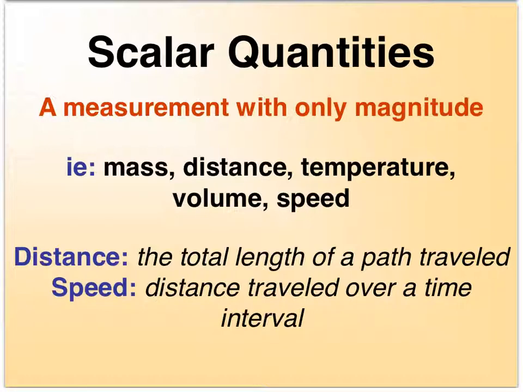If I walk 5 miles, it doesn't matter what I'm talking about for distance. 5 miles could be 5 miles in a circle, could be 5 miles in a straight line. It's still a distance measurement. If I have 5 kilograms, it's the same on Earth as it is on the moon. So none of these have a directional value to them. And just a couple of reminders: distance is the total length of a path traveled, and speed is distance over time.